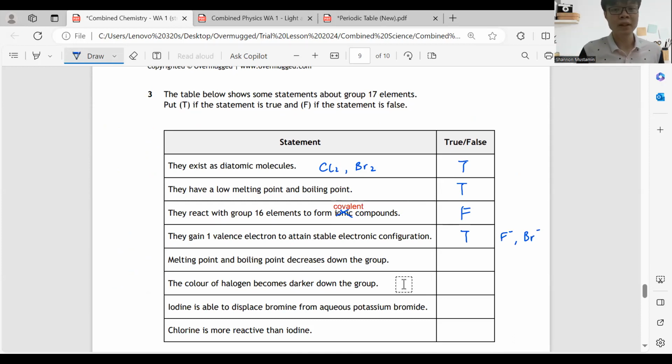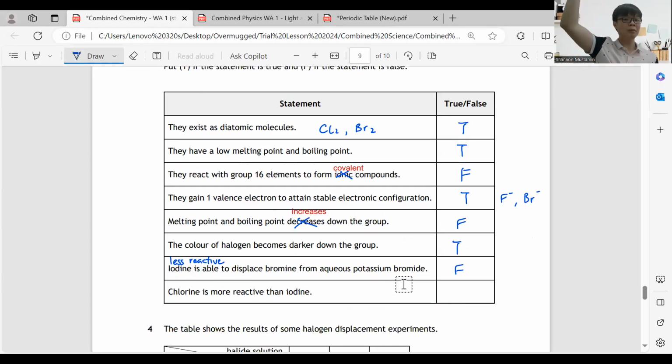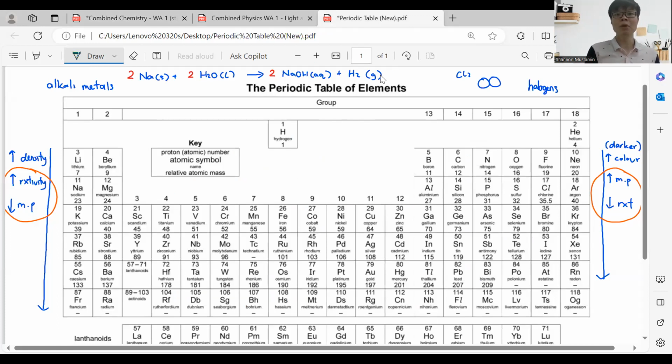Melting point and boiling point increases. Color intensity, or down the group it gets darker, that is true. Application. Iodine is able to displace bromine from aqueous potassium bromide. This will be false. Iodine is less reactive. Because iodine is below, less reactive than bromine, it cannot displace or kick out bromine. Okay, chlorine is on top. Chlorine more reactive than iodine. So remember, for your group 17, the higher up it is, the more reactive.